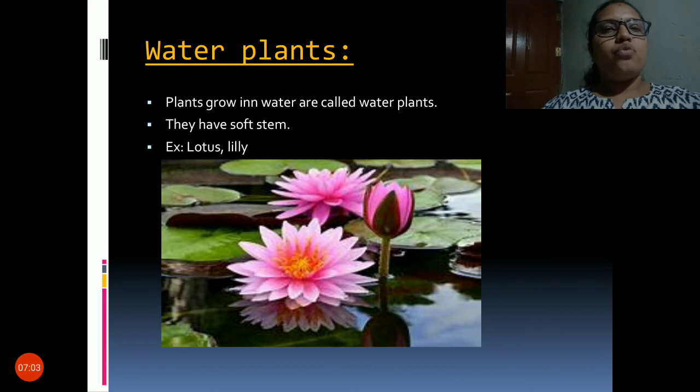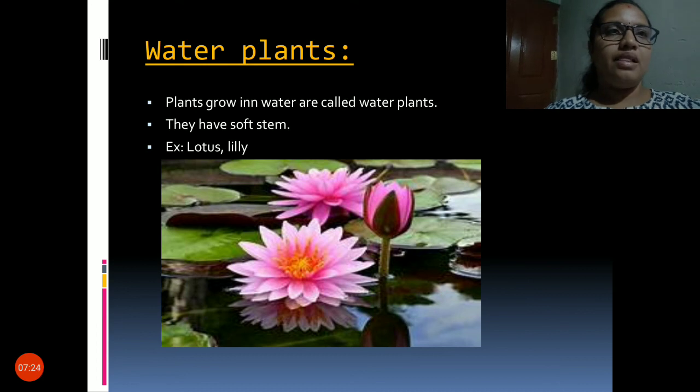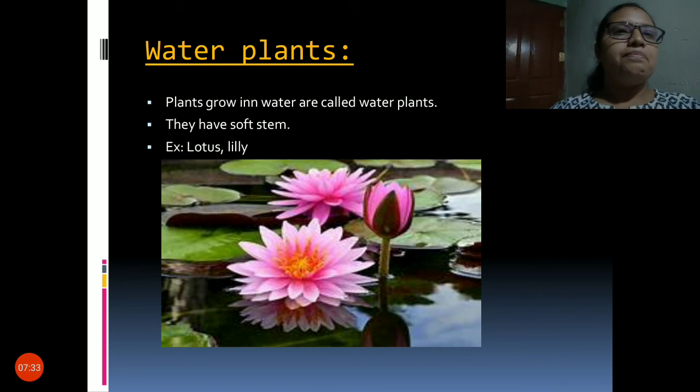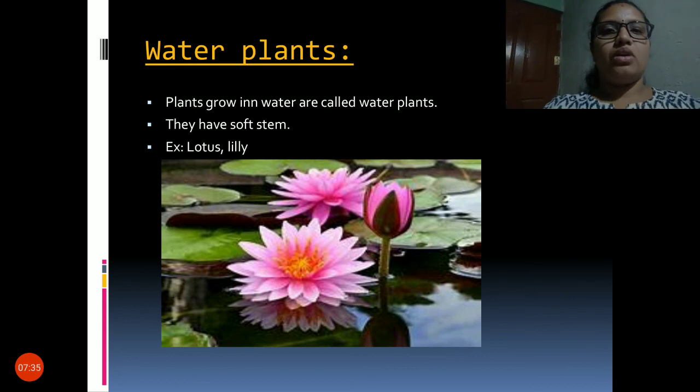Then water plants. The name itself says these plants grow in water. The plants which grow in water are called water plants. They have a soft stem. Why? Because they need to adjust to the water. They have a very soft stem. For example, you all know the lotus. Where does it grow? It grows in the water, right? The lotus is the best example for water plants.